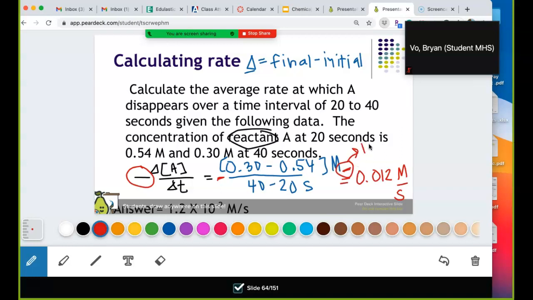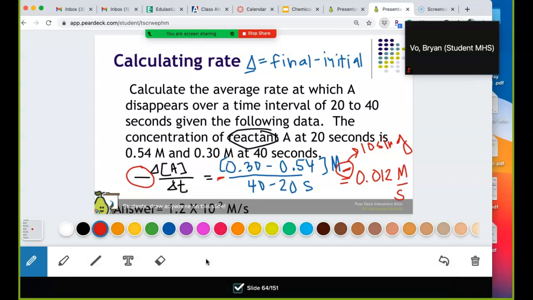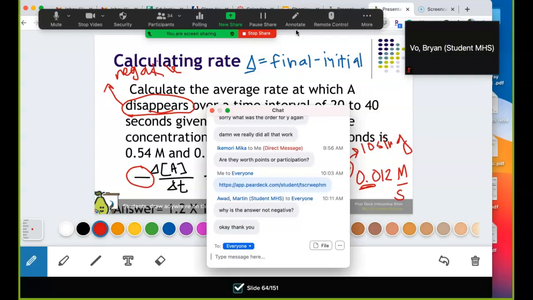it's kind of like heat, that you're just losing concentration over time. There's no such thing as a negative rate. You can't go negative speed, if that makes sense. So the negative, again, kind of like the thermo chapter, is descriptive. You're losing concentration over time. So like when they say calculate the average rate at which A disappears, this word right here is really implying the negative concept. This is how quickly it's disappearing.